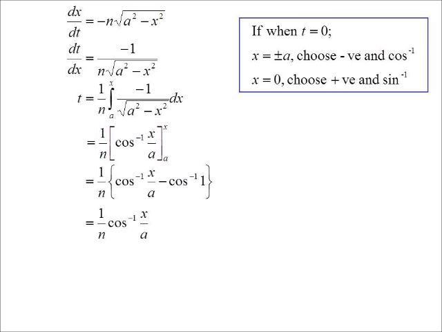That's why I've chosen the negative. So that bit comes out nice. Turns out to be 0. So 1 on n, inverse cos x on a. Well, we want to make x the subject of that. So once I play around with it, you'll see I end up with a cosine function.